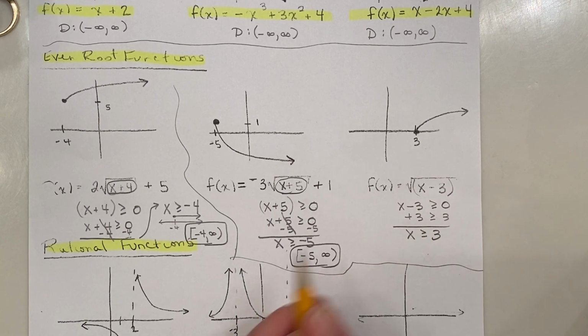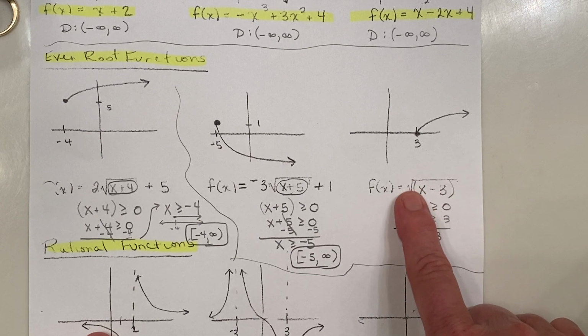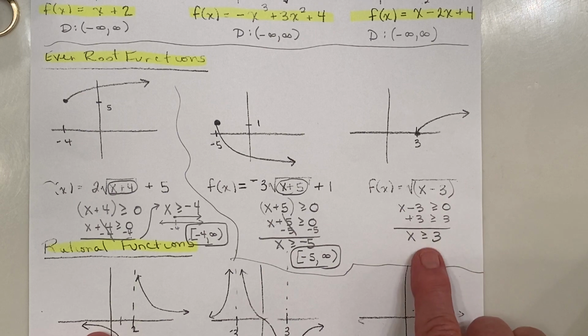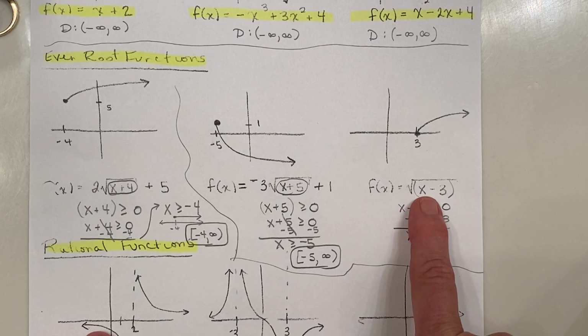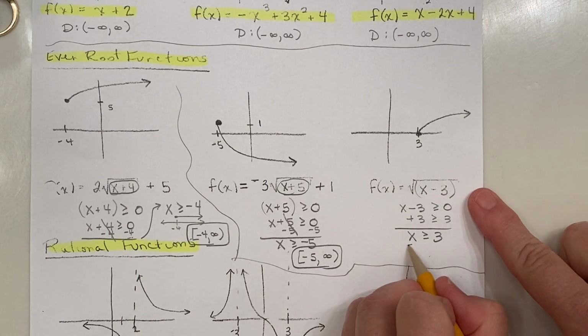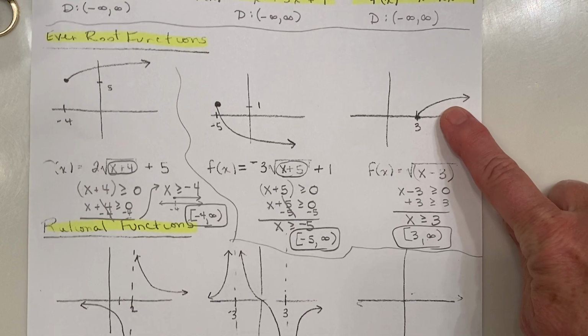So any x value greater than or equal to 3 is going to give us, after we subtract 3, a positive number to take the square root of. Try it. Try a number that's smaller than 3, like 0. If you plug 0 in for x and subtract 3, you're going to get a -3 underneath the radical, and that's going to be the square root of a negative number, or an imaginary number. So that doesn't work. Okay, so our domain from this equation is going to be 3 to infinity. And the graph supports it.